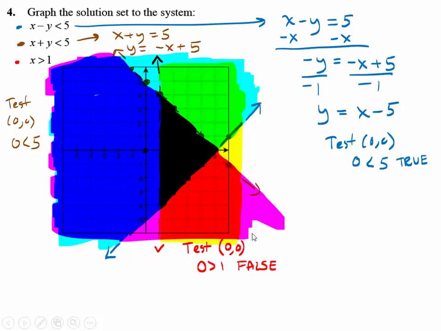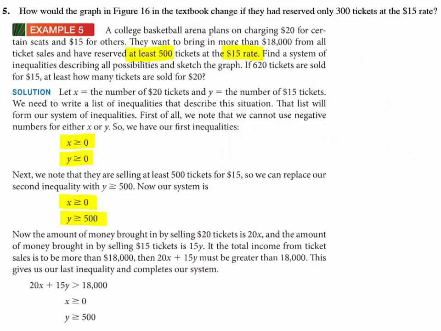Okay. Any other issues there besides that? I shaded the wrong way. Okay, okay. Got the inequality correct, but shaded the wrong way. Okay, and the last problem here, number 5.